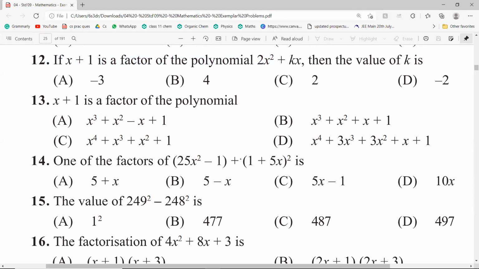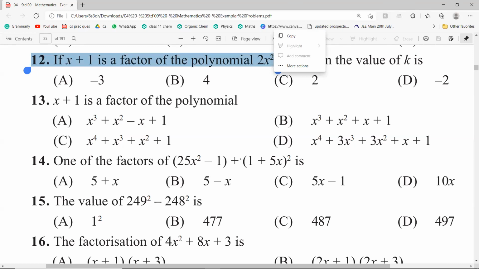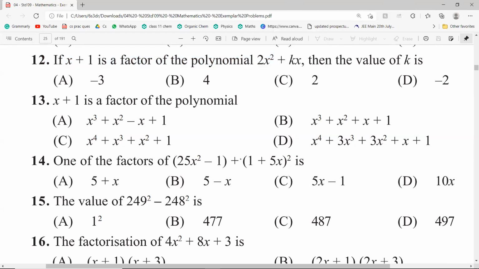Are you there? Would you like to try? No, ma'am, I don't know. Okay. What do you mean by if x plus 1 is a factor? Yes, ma'am, the remainder is 0. Could you please explain why do you think the remainder is 0? Ma'am, because in the question it's written x plus 1 is the factor of the polynomial. So it's the factor, that's why the remainder is 0.